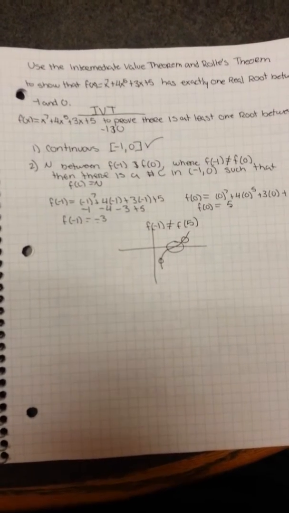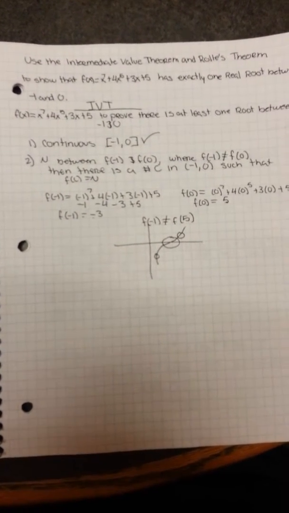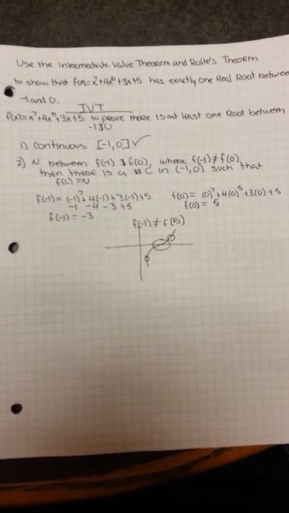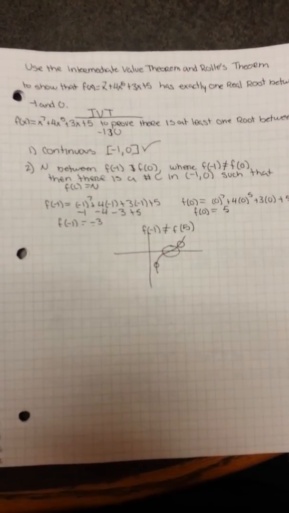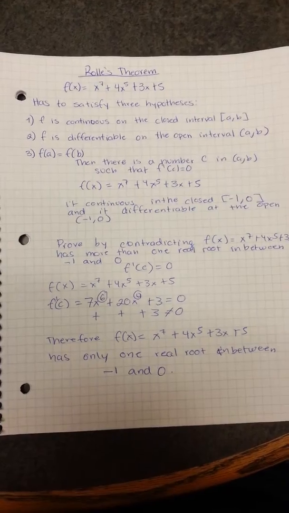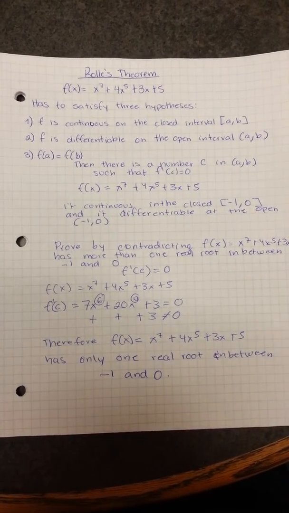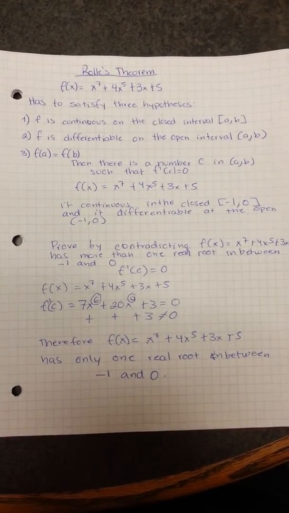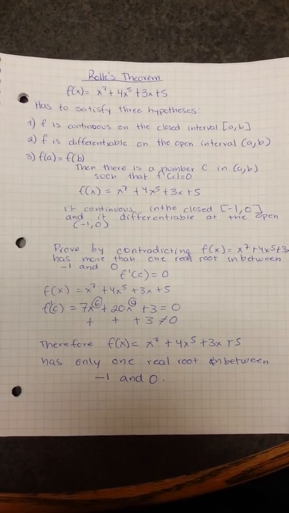Just a quick recap. We used the intermediate value theorem to find that there is at least one real root. And we used Rolle's theorem to prove that there is exactly one real root in the function.